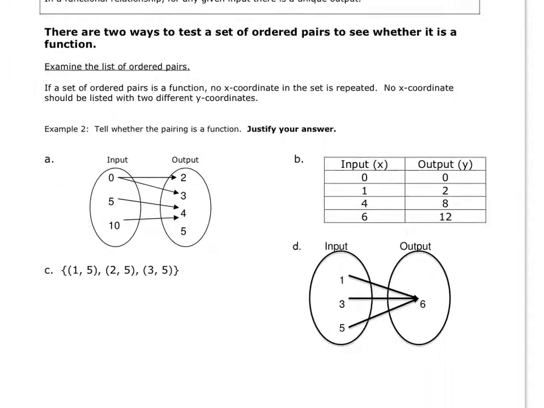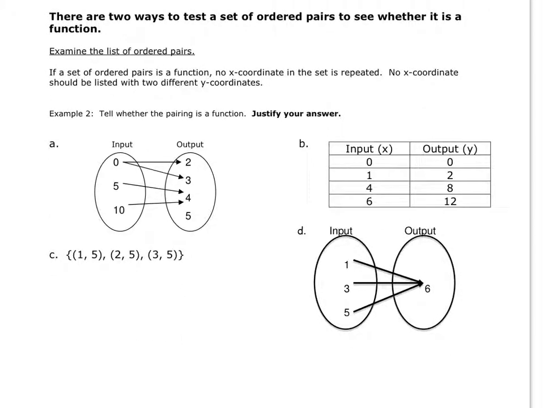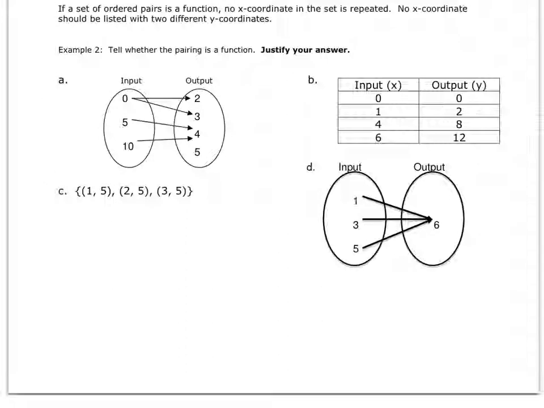If you take a look, let's scroll down here and take a look at some of these examples. Look at example A. Notice that in example A, this is what we call a mapping diagram. In a mapping diagram, the input is your x values and the output is your y. When you take a look, 0 is paired up with 2. So what would that coordinate be? 0, 2. 0 is paired up with 3. So that coordinate is 0, 3.